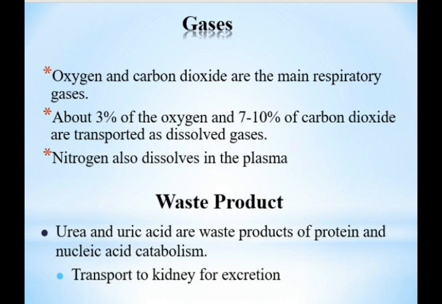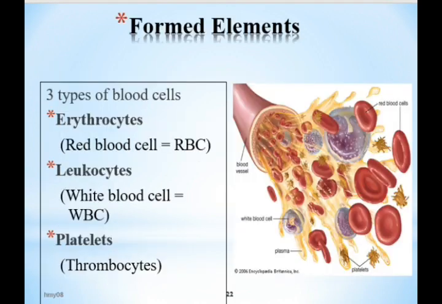So the other thing will be waste products. You create waste in terms of urea and uric acid. They are waste products of protein and nucleic acid catabolism. They are released in the kidney for excretion. For the cells, we have three types of blood cells: erythrocytes, leukocytes, and platelets.